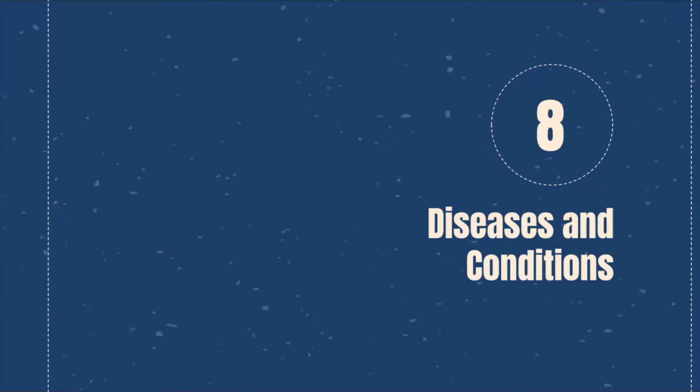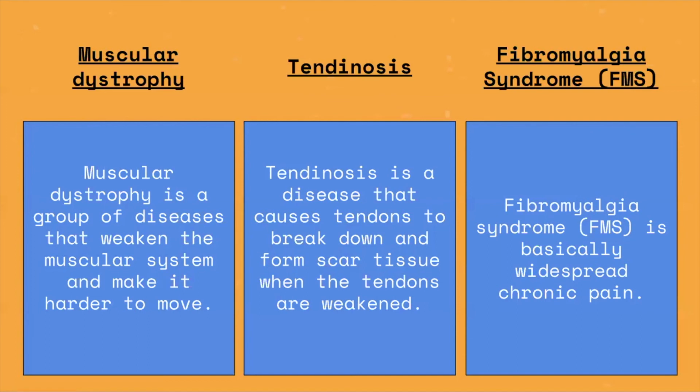Now we're going to talk about some diseases and conditions. So one of the most popular diseases that we talk about in the muscular system is muscular dystrophy, which is basically a group of diseases that weaken the muscular system and make it harder to move. It weakens your muscles. So that is what muscular dystrophy does to the body.